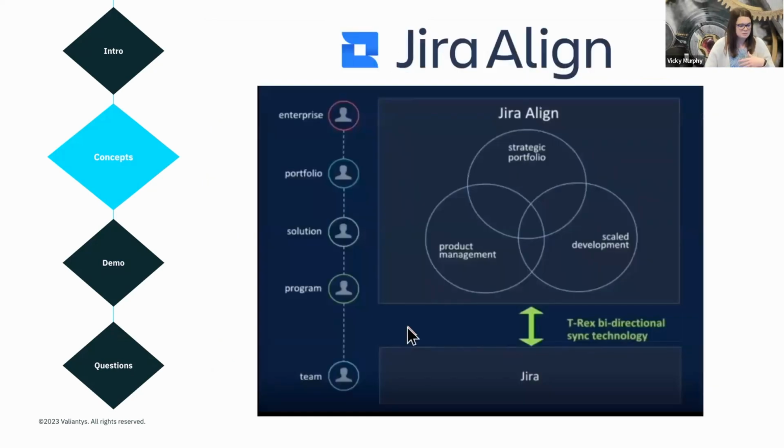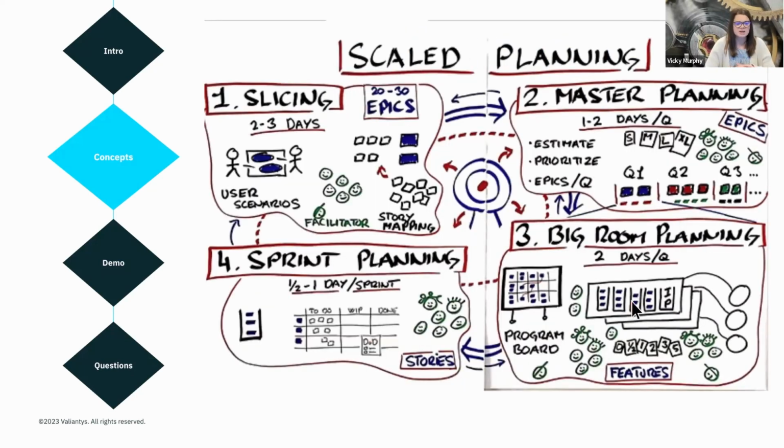Above that, this says big room. Big room planning here. We may refer to this as PI planning. This is really our program or release train level, that team of teams level, where we're planning out our features. We're going to see lots of great modules in Jira Align today, like our program board and our program backlog, that really lend to this idea of planning at this team of teams level.